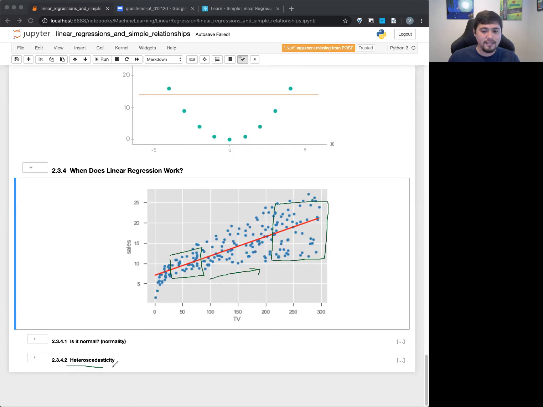That's actually called heteroscedasticity, which is a mouthful. But basically it's just saying that our model's getting worse and worse, or our model doesn't do the same prediction as we go through the different values. So we'll talk a little bit about that.